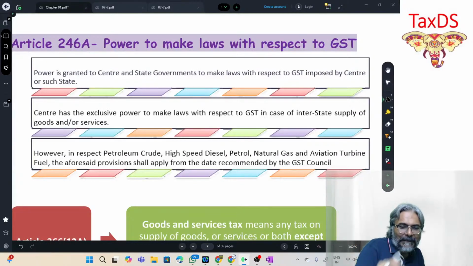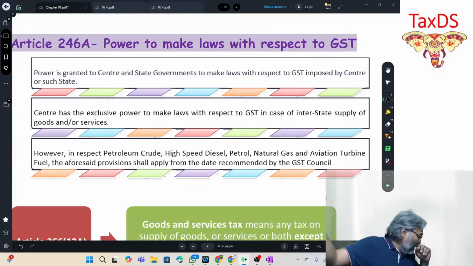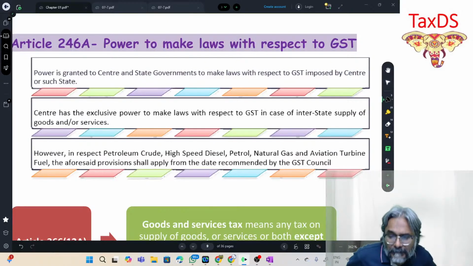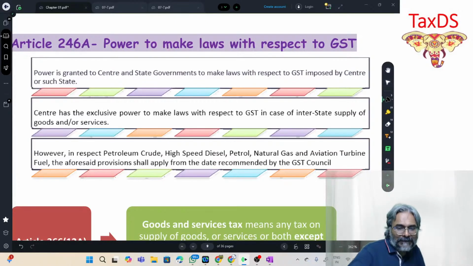See the second line item, students. The center has the exclusive power, Article 246A, to make law with respect to GST in the case of interstate supply. So we know the IGST Act is made exclusively by the central government. The state government doesn't have any say on that as far as the IGST Act is concerned. And now comes the third box, students.